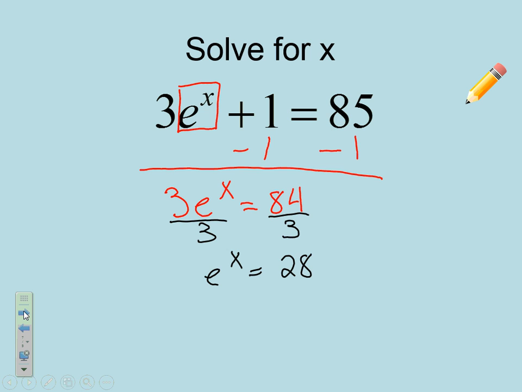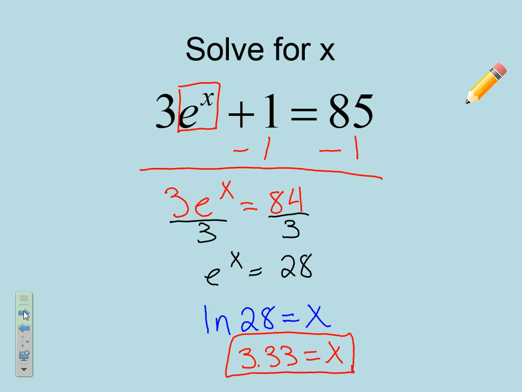Now, since my base is all by itself, I can rewrite it in log form. So I'm going to get natural log ln of 28 equals x. Type this into my calculator, and I get approximately 3.33 equals x. And then if we want to check, we can plug that number back in for x to see if we got the right answer.